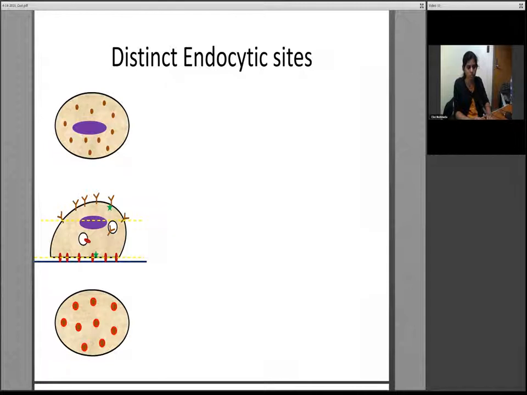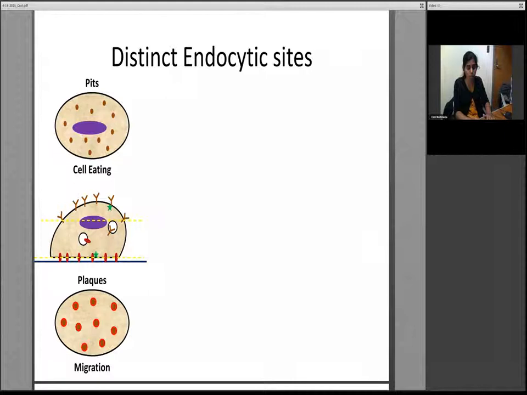So if we were to take a section of the cell at two different regions and look at them, this is the cross-sectional area seen from above. So this represents the endocytic sites on the top of the cell, and this represents the endocytic sites at the bottom of the cell. And as you can see, they are different in size, and that is actually true. So the ones on top are smaller and the ones at the bottom are larger.